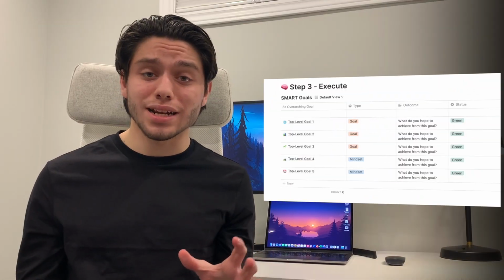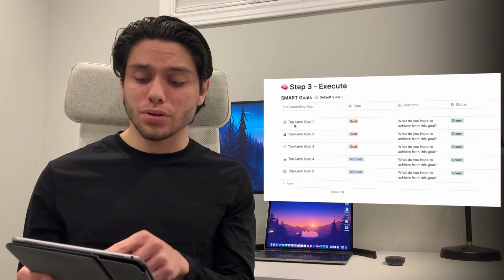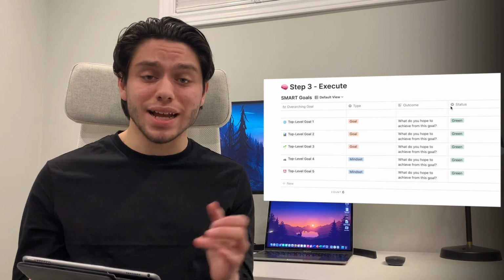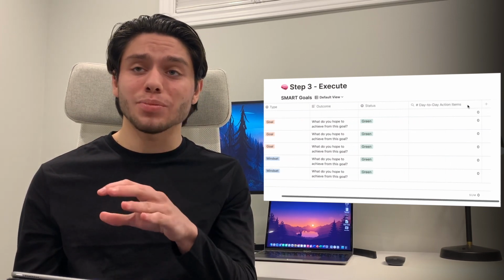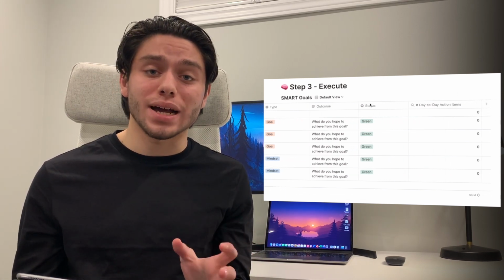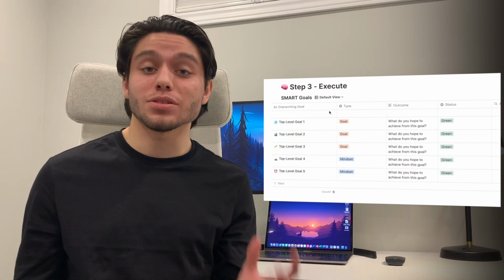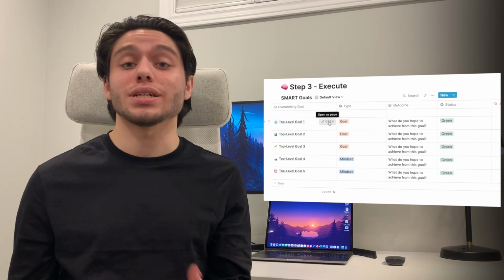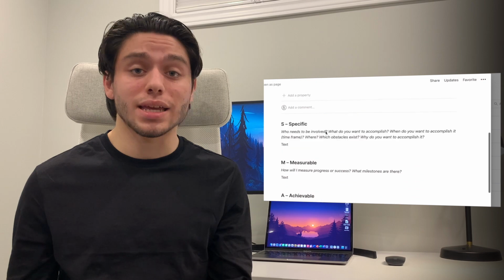Using this table I set up, you can have your overarching goal, your type, your outcome, the status of your goal, kind of seeing how many day-to-day action items you have to achieve it. For those of you who don't know, SMART stands for specific, measurable, achievable, relevant and realistic, and lastly, time-bound.